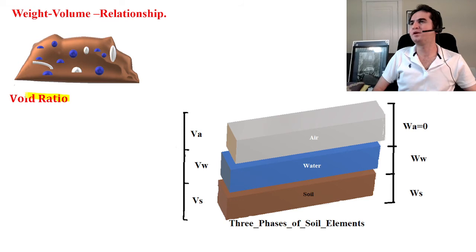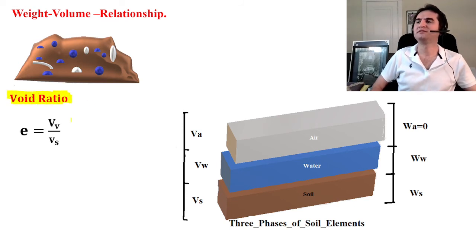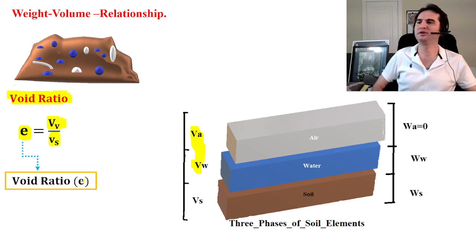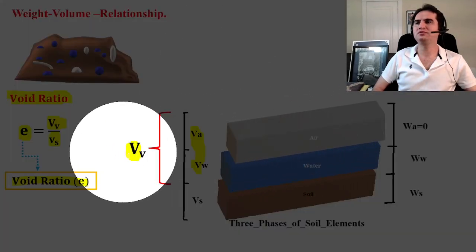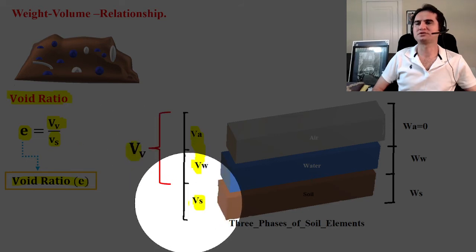Let's define the void ratio, the empty spaces in the soil structure. Void ratio is just shown by e, and that's the volume of void over the volume of soil. The volume of void is a summation of air and water, and that's over the volume of soil itself.